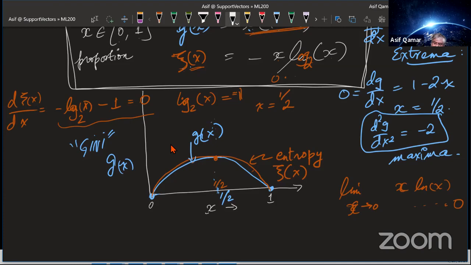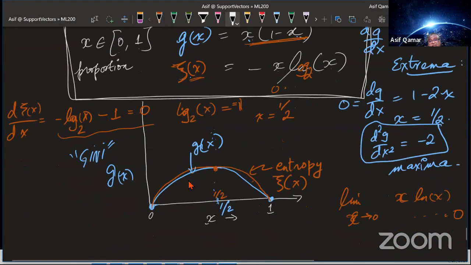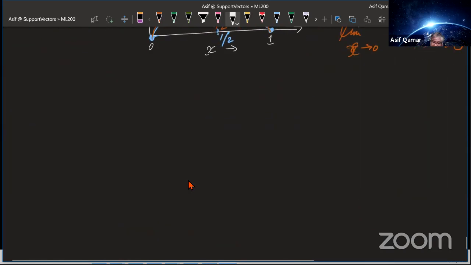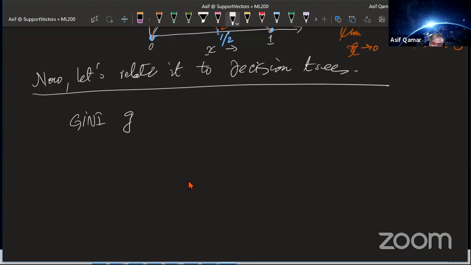So now, we did this exercise in the abstract. Let us bring this exercise to the ground. What is x? Now, let's relate it to this bit of mathematics. How do we do that? Let us say that, and the definition of Gini, and I'll again use G, Gini, G index, impurity index.